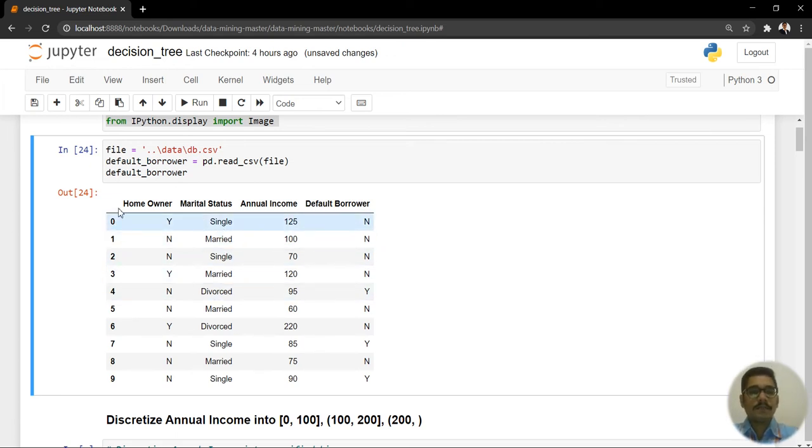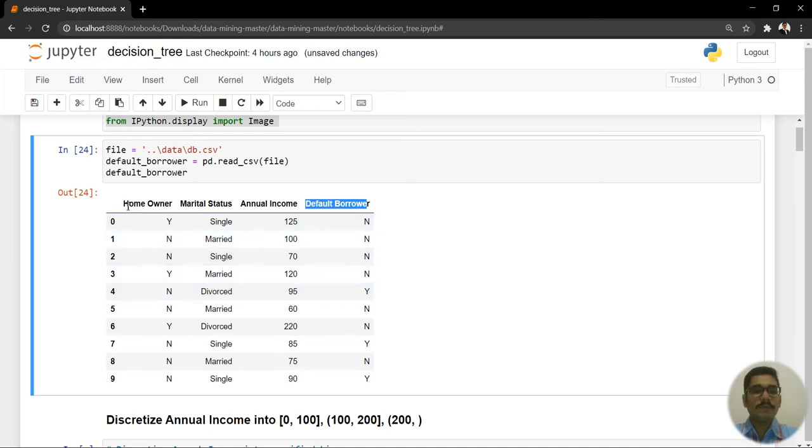Next, when you look at this data set, the last column is your target. This is your classification, default borrower. There are 10 instances, 0 to 9, and there are 7 negative instances and 3 positive instances, that is, no class and yes class.